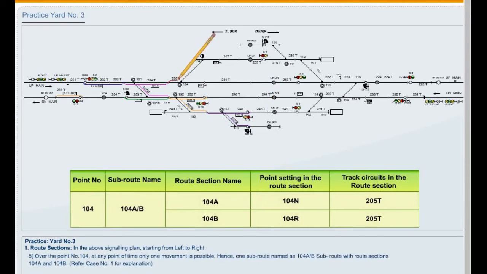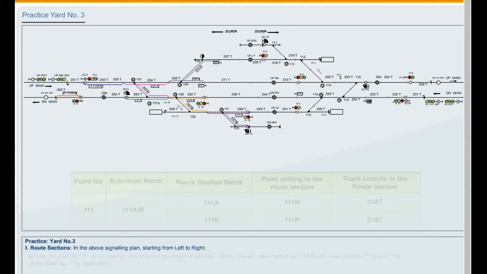Over the point number 104, at any point of time only one movement is possible, hence one subroute named as 104a by b, with the route sections 104a and 104b. Click on case number 1 for explanation.